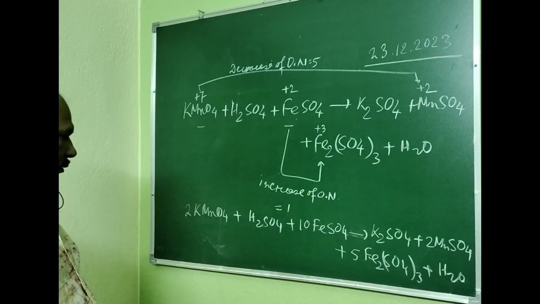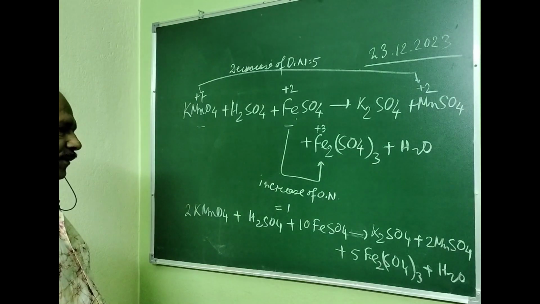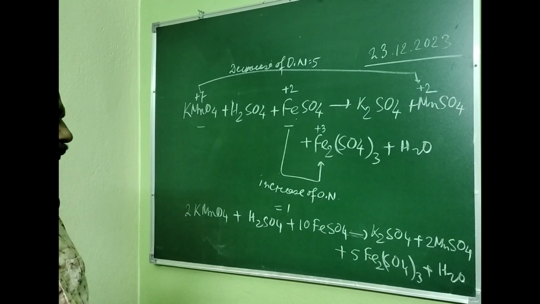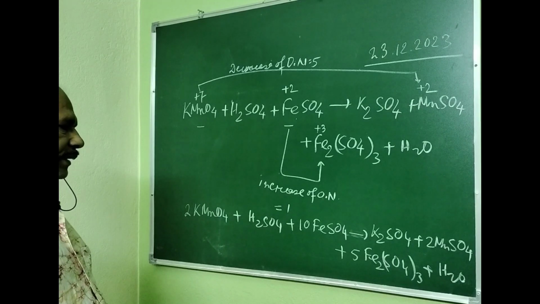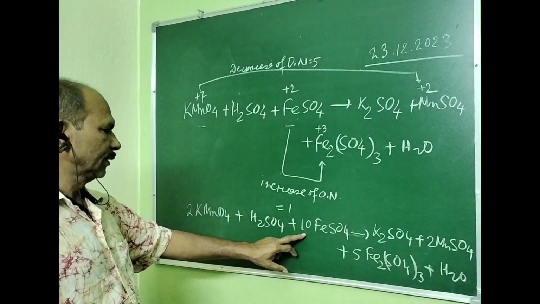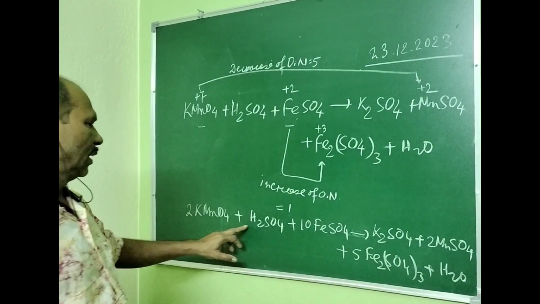We did not get the number of sulfate equated on both sides, because of the salt forming sulfate. You see in the right hand side, potassium sulfate requires 1 sulfate, manganese sulfate 2, that means 3, and ferric sulfate requires 15. So total sulfate is 15 plus 3, 18. You see here there is 10 sulfate. So additional 8 sulfate is required.